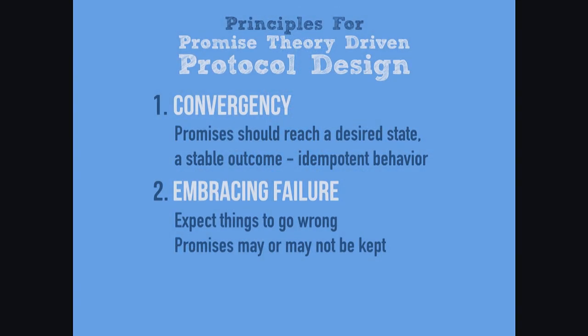A stable outcome. Here, idempotency can be the guiding light. Our protocols also need to fully embrace failure. It must be okay to not keep a promise. So promises might be kept or might not be kept, because failure will happen. That's a fact. So we rather model that as part of our protocols and how we think about the events and what they represent.